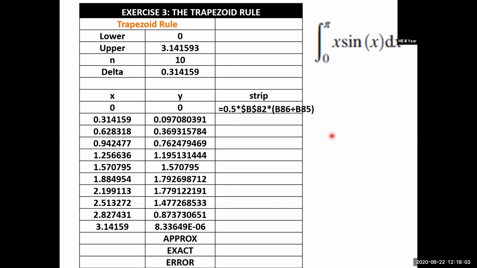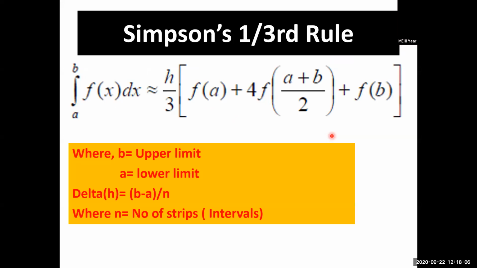After that, we have to discuss Simpson's one-third rule. If you see the formula of Simpson's one-third rule, it is the integration from a to b of fx dx, equal to h by 3 times, bracket open, fa plus 4 times f of (a plus b) by 2 plus fb, where fa is nothing but the first value. When you put the value in that function, you get the fa value. Similarly, the second value, we will better discuss with the previous diagram.